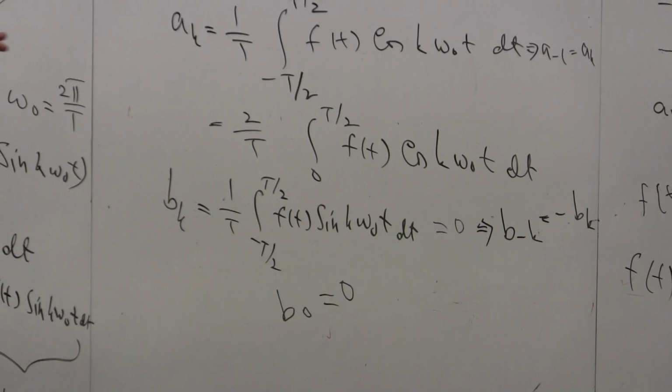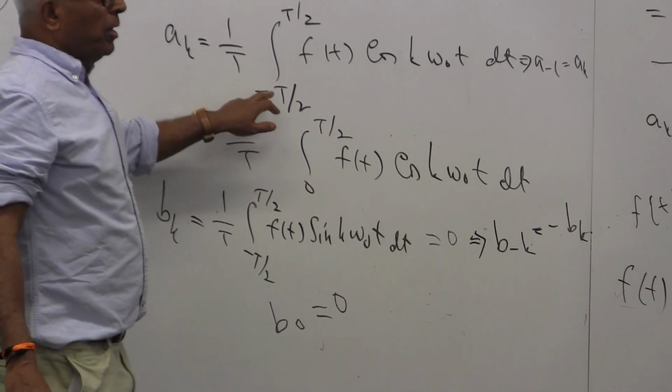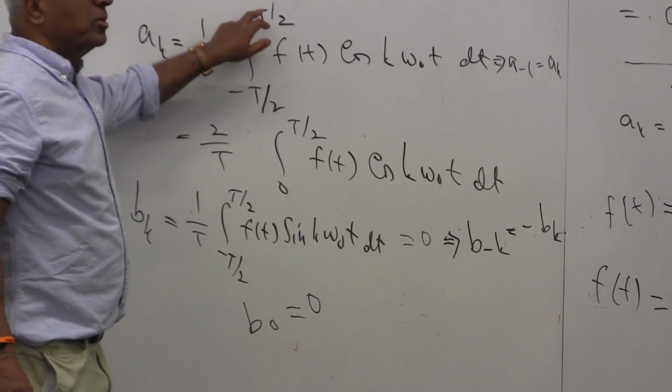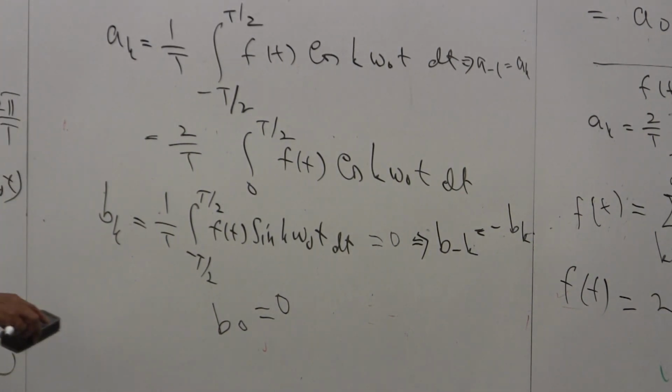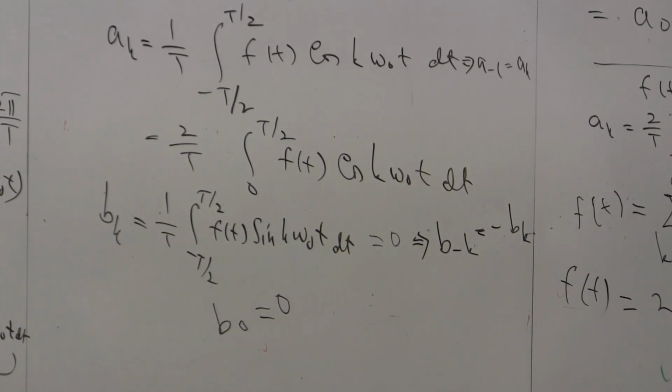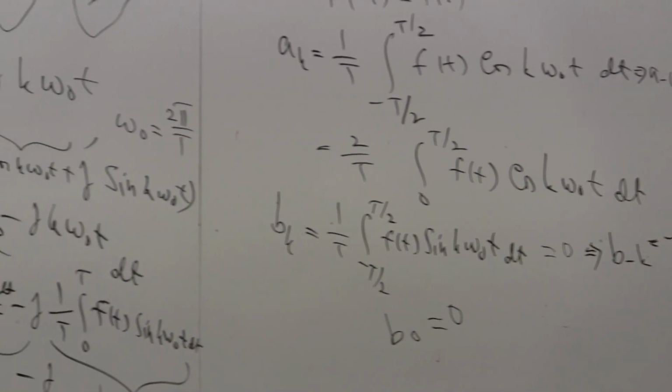So we have ak here, bk here. Keep in mind, from problem to problem, you can change the limits as you find it convenient. So let me do some examples. So let me start with this problem.